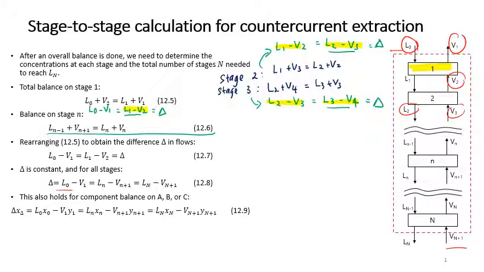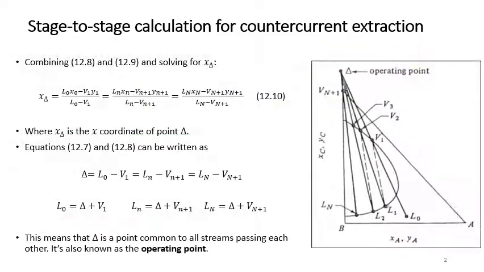So this also holds for component balance on component A, component B, or component C. If you do it for component A, let's say, the difference in the flow rate of component A equals L0 XA0 minus V1 YA1, equals so on and so on until you reach stage N. So what this is saying is that we are focusing on the delta here, which is a constant.